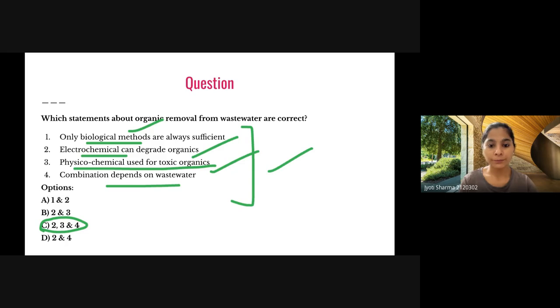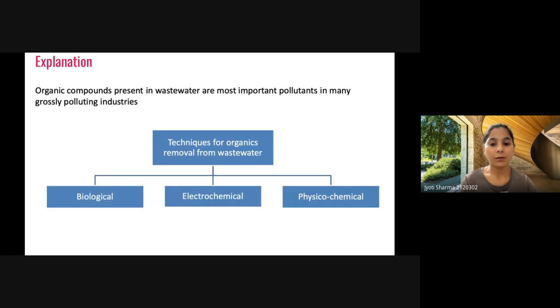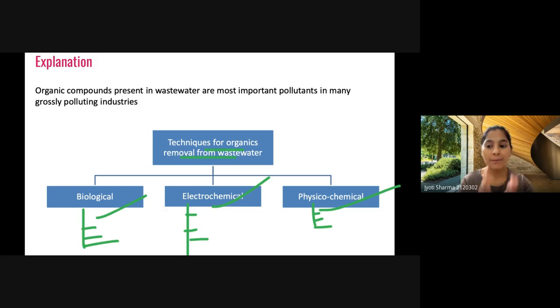Now let me show you. Okay, as discussed in this MCQ, we have techniques to remove organics from wastewater, and we have three techniques: biological, electrochemical, and physiochemical. So the next questions will be: what will come under biological? What will come under electrochemical? And what will come under physiochemical? Okay, so the question will be based on the subcategories that come under biological, electrochemical and physiochemical.